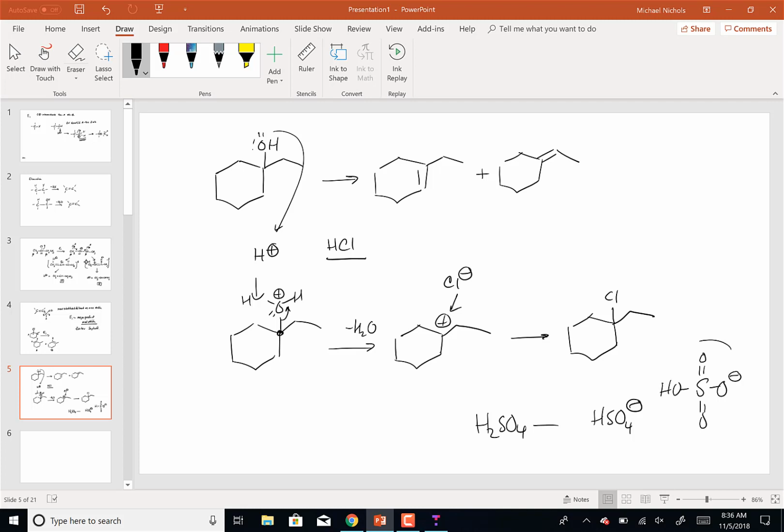Here's the structure of HSO4 minus. Why is it a weak base? Katie? Exactly. It's stable. The more stable it is, the weaker it is as a base. And if it's really stable because of all the resonance structures you can draw, it's not going to be a good nucleophile.